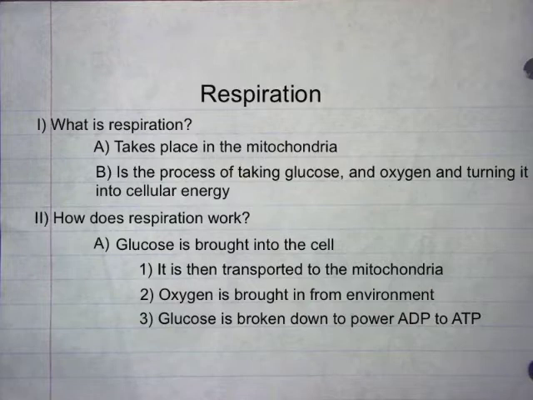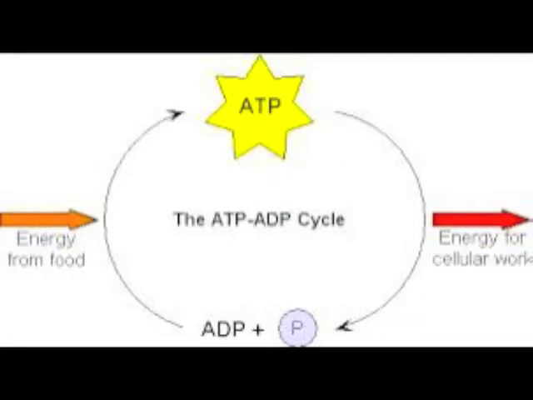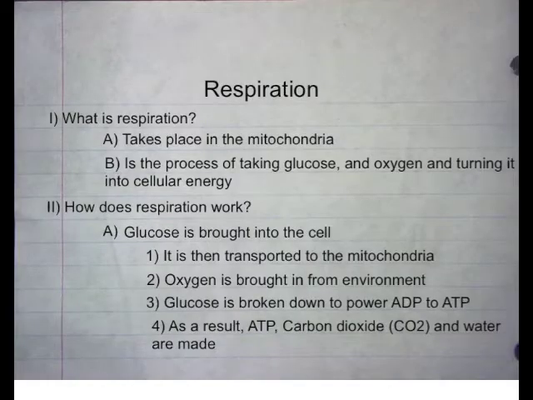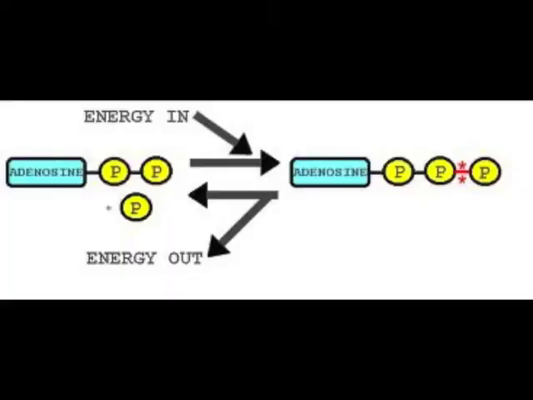Glucose is broken down, turning ADP to ATP. The process of glycolysis and the TCA cycle is taking glucose and using it to power ADP into ATP. This is a long process, but you just need to recognize that glucose is used to fuel the change. As a result, ATP, carbon dioxide, and water are made. Remember, once again, high energy ATP is made from low energy ADP. This is made from the burning of glucose.